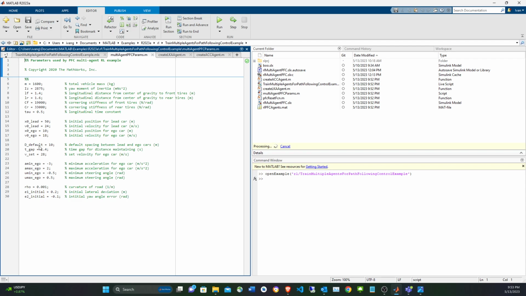And also we have the default distance for the safe distance and the time gap, which is used in the computation of the distance. The V set is the desirable velocity. Once you are at a safe distance from the front vehicle, you want to be at 28 meters per second. And also you have the bounds of the acceleration. For the acceleration, you go from -3 to 2 meters per square second.